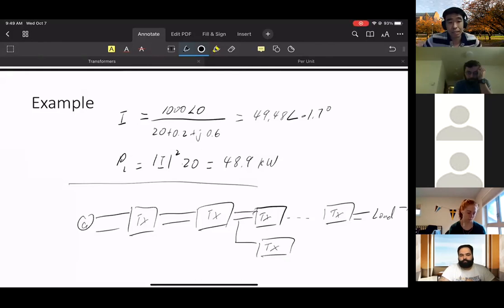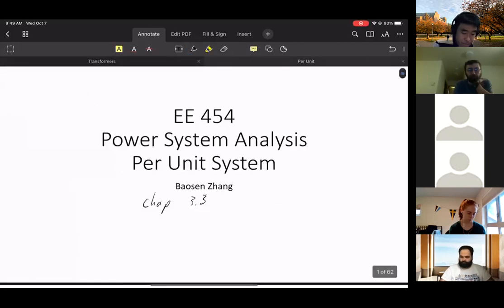So per unit system says, let's have a systematic way of doing this. Let's have a more systematic way of hiding the transformers, so we can write down equations and not worry about transformers so much. Okay, so that's why per unit was discovered.